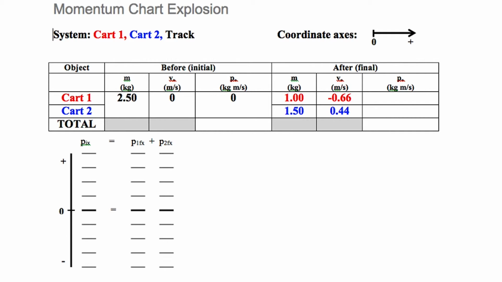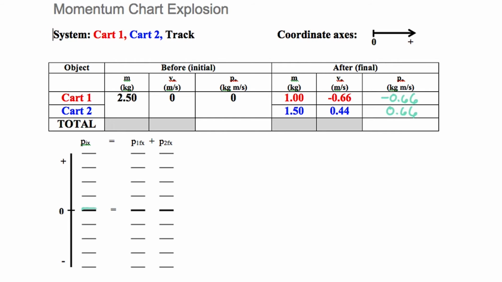The initial velocity is 0. The initial momentum is 0. The final velocities are negative 0.66 meters per second for cart 1 and 0.44 meters per second for cart 2. This gives us a final momentum of negative 0.66 kilogram meters per second for cart 1 and a final momentum of 0.66 kilogram meters per second for cart 2.